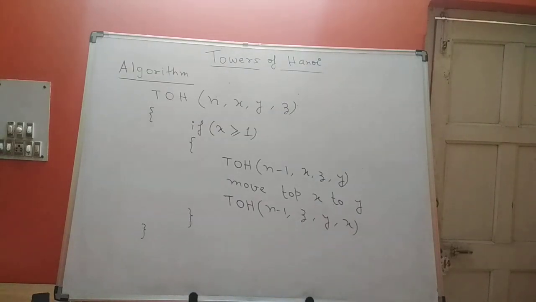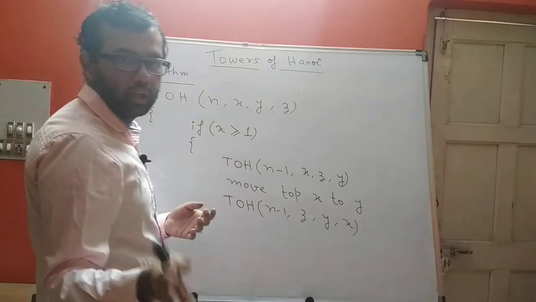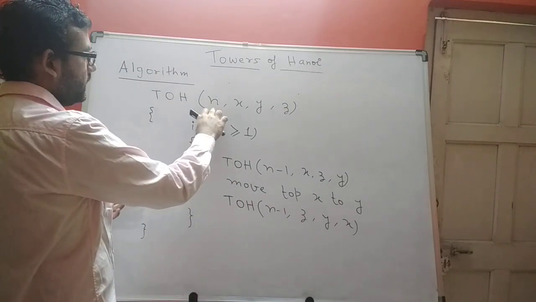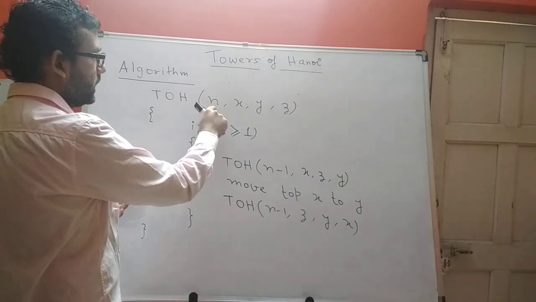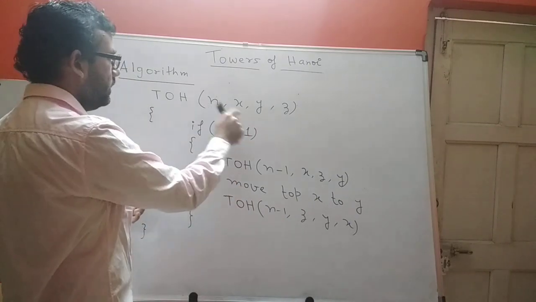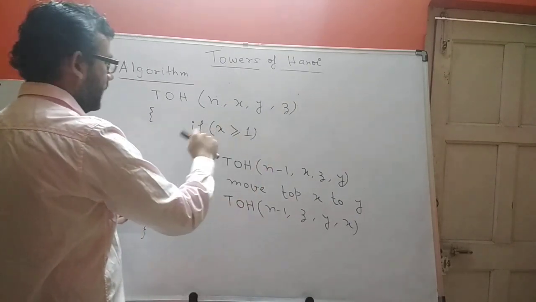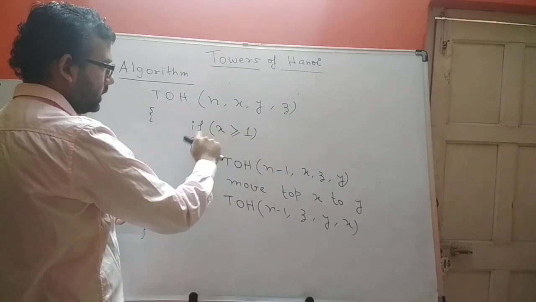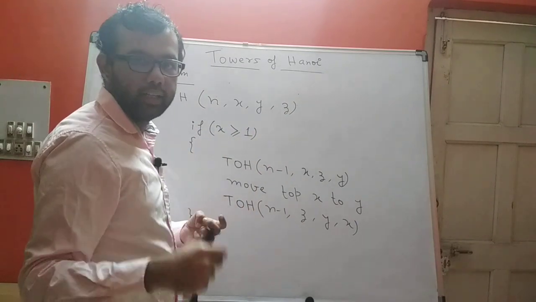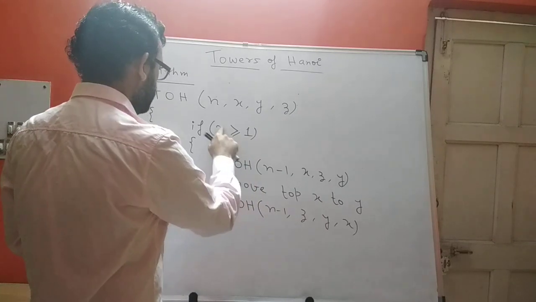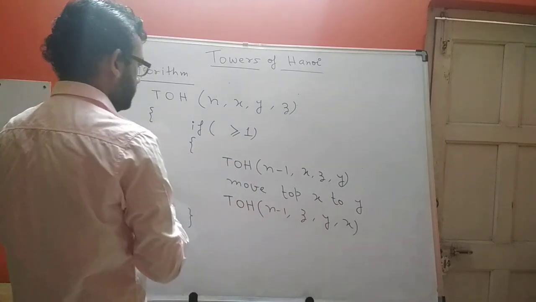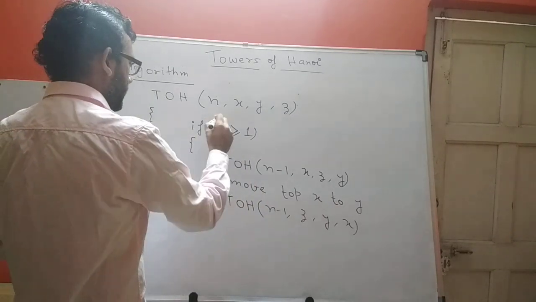Okay, let's look at the algorithm for Towers of Hanoi. So, here TOH stands for the function Towers of Hanoi, and it takes in as input the number of disks denoted by n. These are your pegs x, y, and z. And now, what will you check? You will check that if you have at least... okay, this will be n. Sorry about that. This will be n.